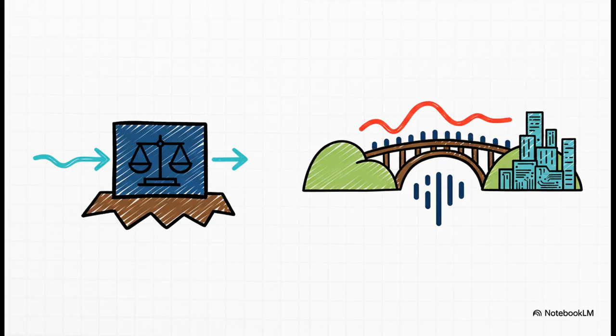But the real star of this module is the sampling theorem. This is the mathematical key that lets us turn a smooth analog signal, like the sound of my voice, into digital ones and zeros without losing the original information. It is literally the bridge to our digital world.